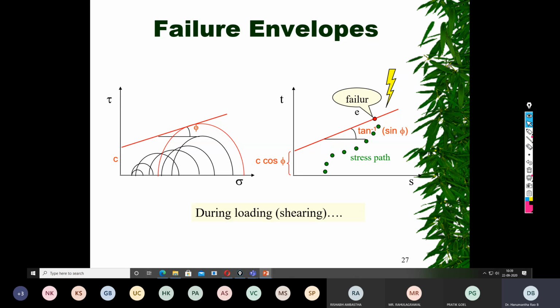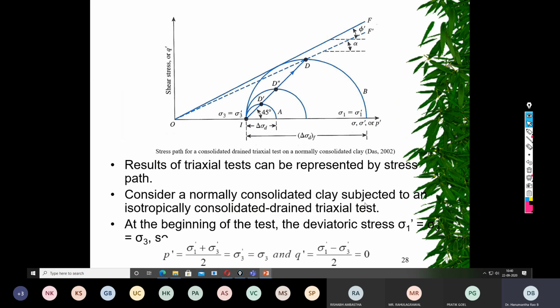Of course, you can also interpret c and phi from the stress path. The c and phi can be interpreted from the normal versus shear stress diagram or the p' q' graph. When interpreting c and phi from the p-q graph, the ordinate intercept is c cos phi, and the angle theta is tan inverse of sin phi. Theta can be determined from this slope, and from this theta value we can determine the phi value using this equation.